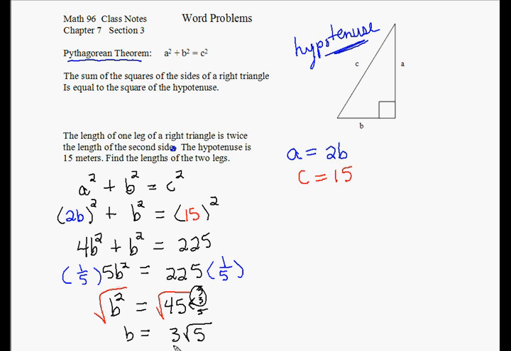and that's what I did. But they want the length of both sides, so I got to put the b back into this equation and find out what a is. A equals 2 times 3 square roots of 5. So a equals 6 square roots of 5.